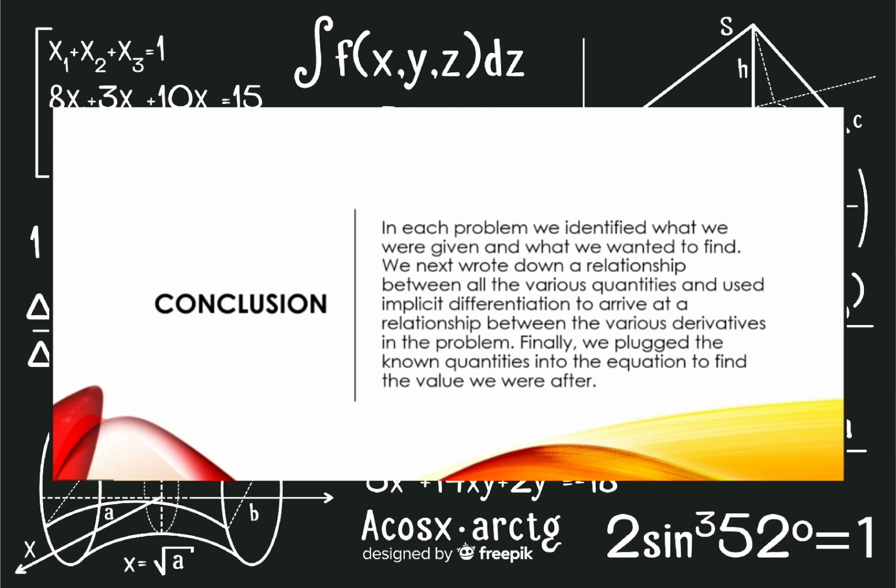In conclusion, in each problem, we identify what we were given and what we wanted to find. We next wrote down a relationship between all the various quantities and used implicit differentiation to arrive at a relationship between the various derivatives in the problem. Finally, we plug the known quantities into the equation to find the value we were after.